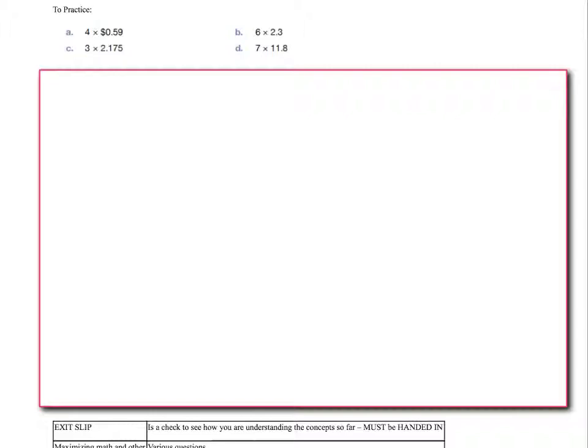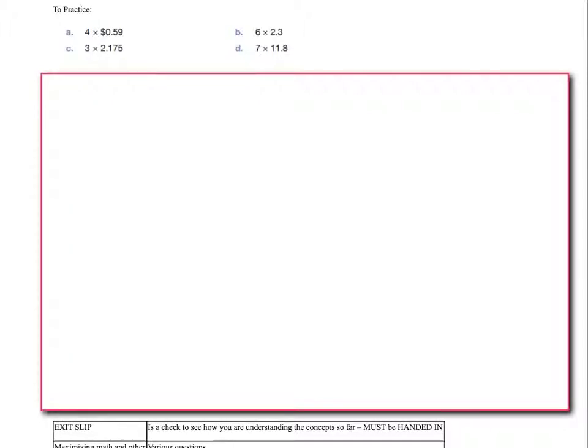All right, now you're going to practice. I'd like you to try to estimate A and B using compatible numbers for both of those, or benchmarks, either one, they're kind of similar. For C and D we're going to use front-end estimation for each of those. These are just multiplication at this point, so try both of those.